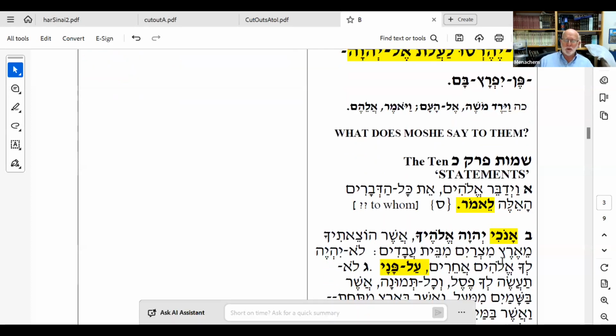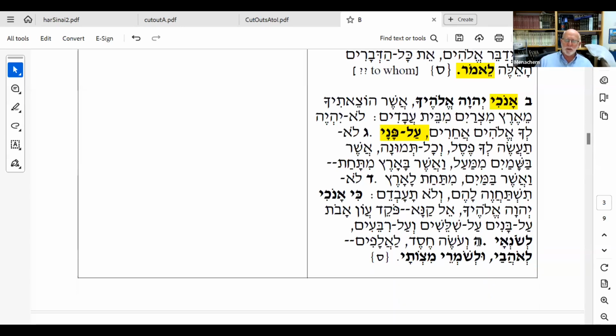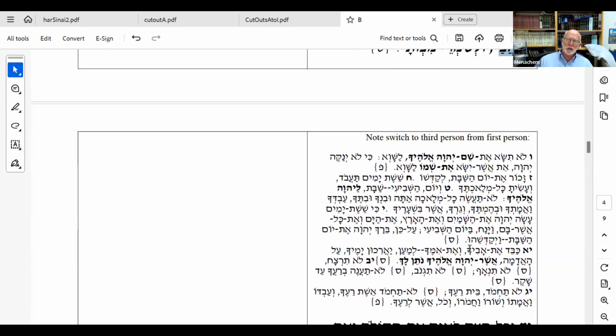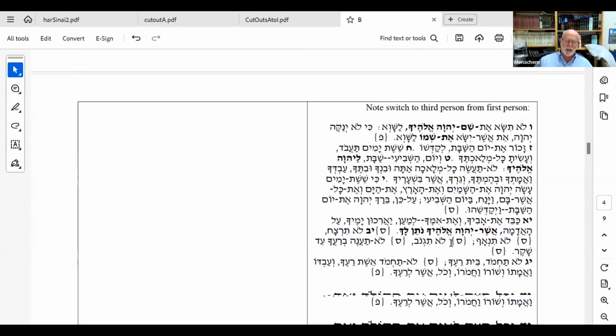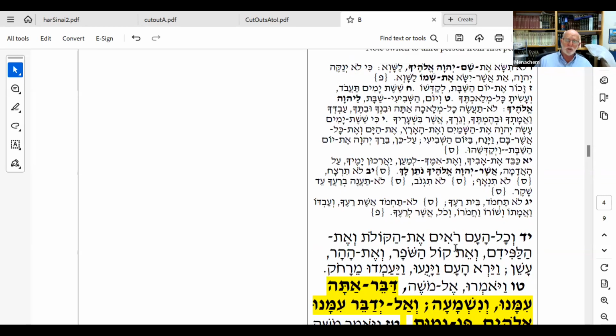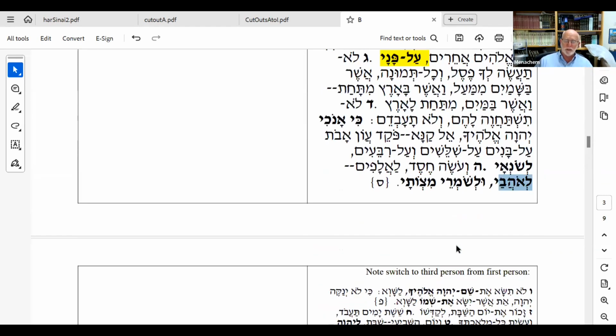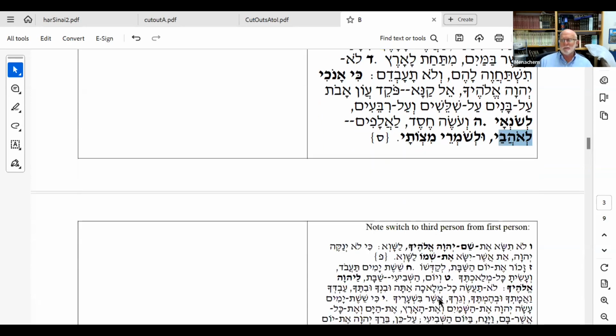Then we have, remember, the first two in first person, Anochi, Lo Yihyeh, etc. We went through this last week. Got it? Clearly God speaking in first person. And then we switch to third person, and most Parshanim hold the reason for the change from first person to third person is because the first two were heard directly. But that's not the only possible explanation. Again, Ramban brings a different one, because the first two are cardinal. They're the basics, that they're separate parshiyot. I'm your boss, and they're the most fundamental things of who you're working for and who God is, and you can't work for other gods. And the rest are just applications of that idea.